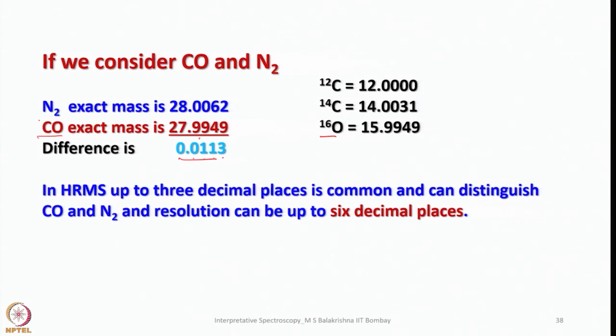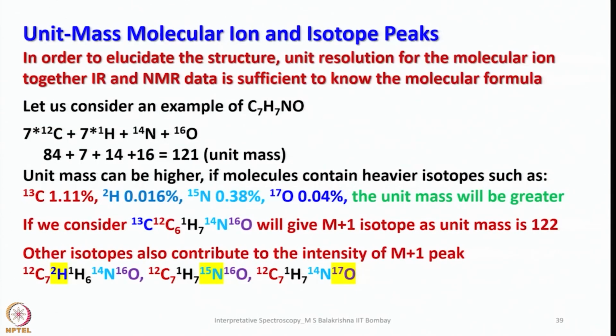In HRMS, up to 3 decimal places is common and can distinguish CO and N2, and resolution can be even up to 6 decimal places. So that is the strength of HRMS. No matter how minute the difference is in the mass between two species, that can be understood and analyzed in HRMS. So now let us look into unit mass molecular ion and isotope peaks.